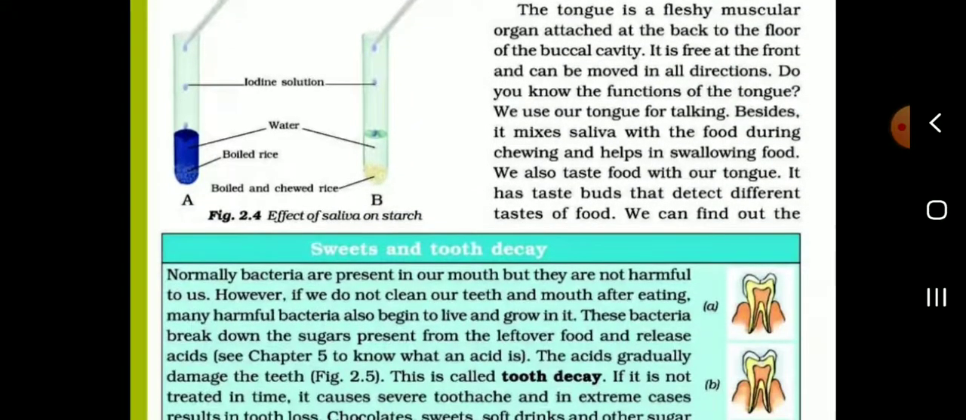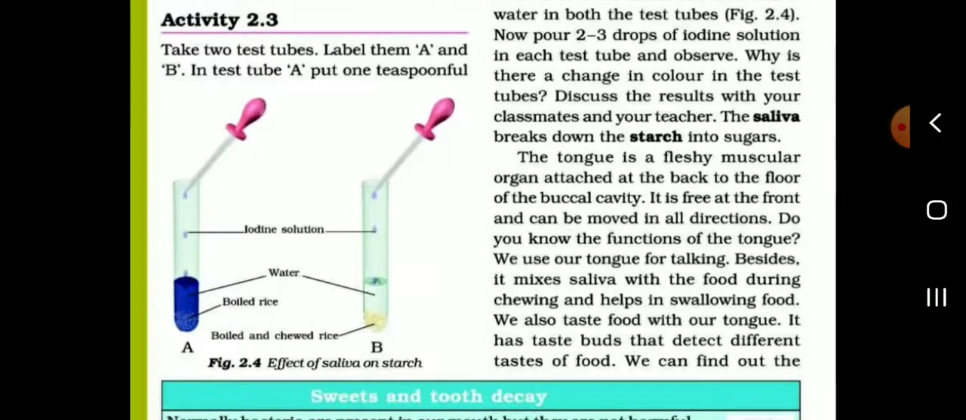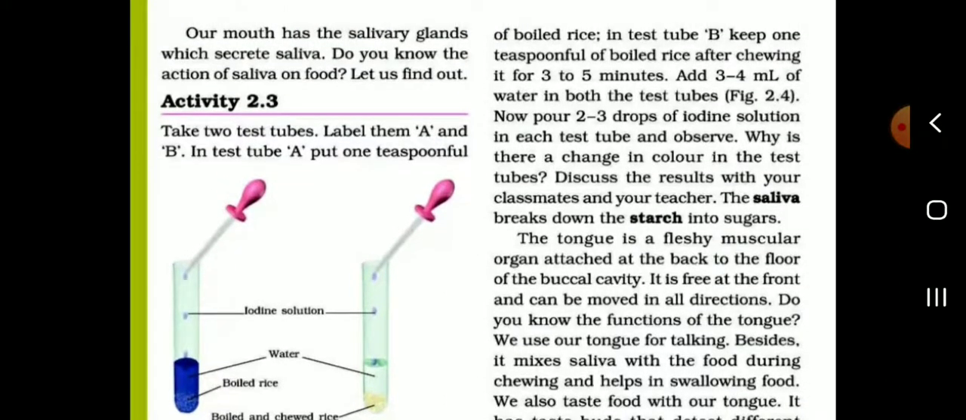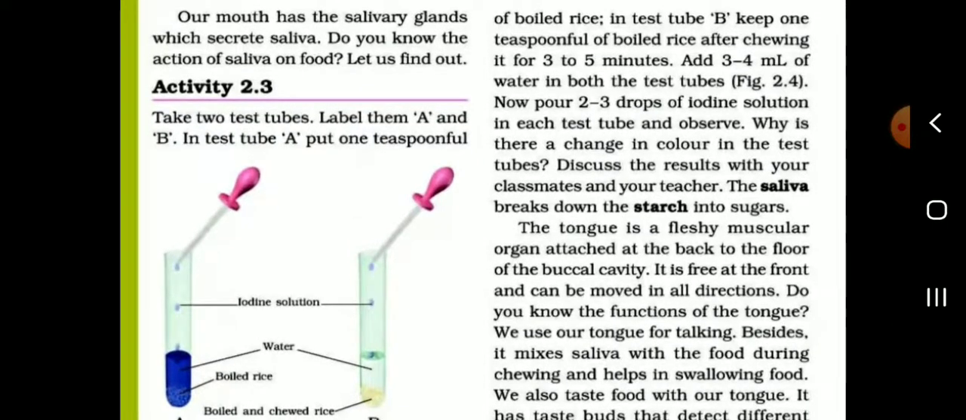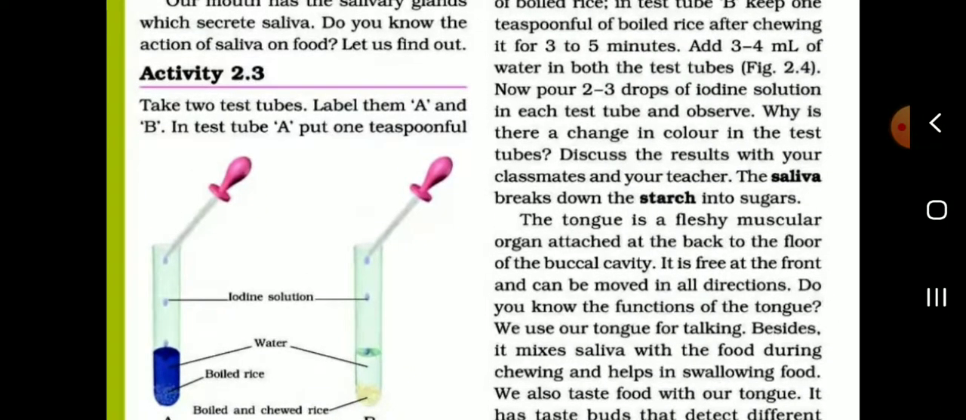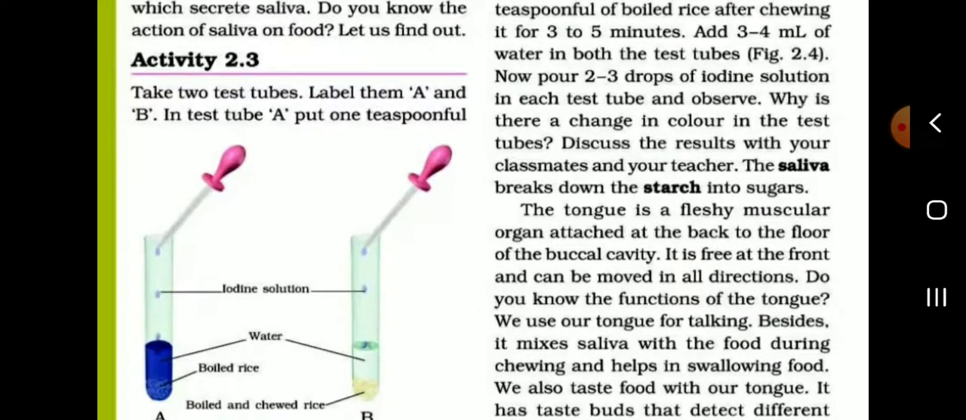See this activity, students. Take 2 test tubes. Label them A test tube and B test tube. In A test tube, put 1 teaspoonful of boiled rice. Then take B test tube, with 1 teaspoonful of boiled rice after chewing it for 3 to 5 minutes. Add 3 to 4 milliliters of water in both the test tubes. Now pour 2 to 3 drops of iodine solution in each test tube and observe.